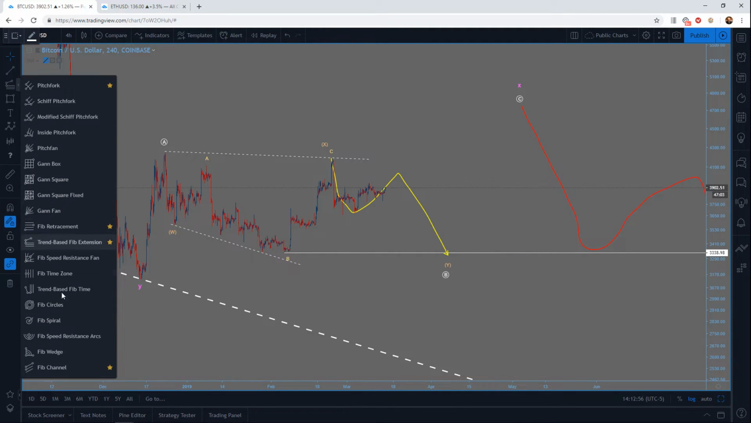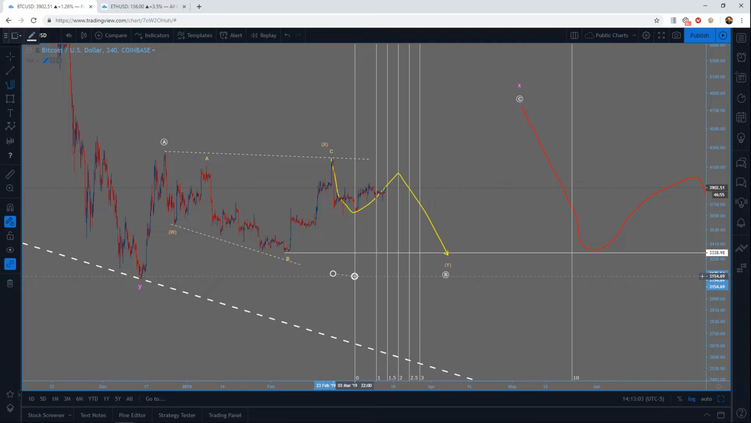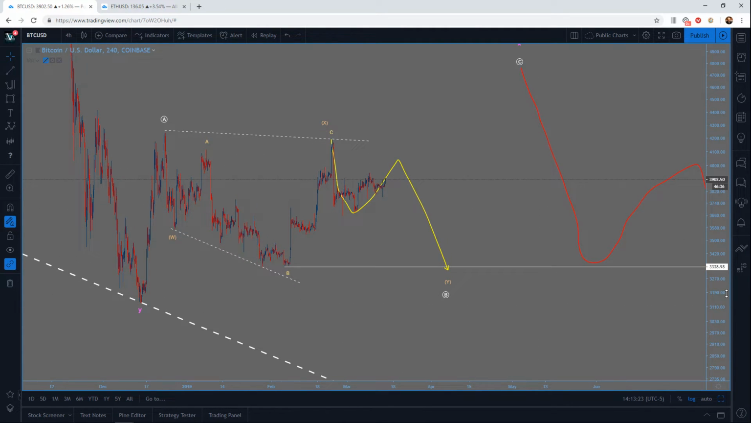This is the wrong tool, sorry about that. So this is the time measurement of our A wave, and we'll set it on the time measurement of our C wave. We could be done with this move by the 28th of March, so that's within a couple weeks. That would give us a 1-to-1 time frame if the middle wave, the B wave, completed here. So to clarify, this yellow marks out a larger A, B, C.